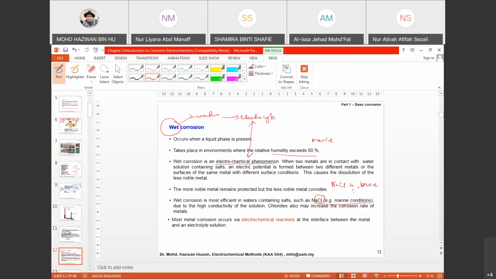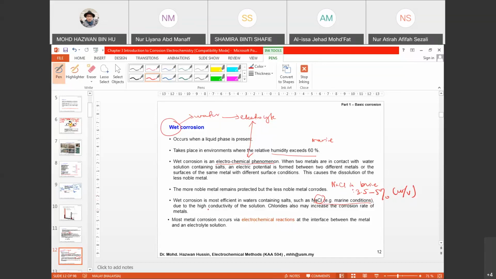Okay, so NaCl in a brine solution or in the sea is normally around 3.5 to 5%. This is actually a weight percent, weight over volume. So the concentration is quite high. That is why any metal structures exposed in the marine environment will experience severe corrosion as compared to normal conditions.